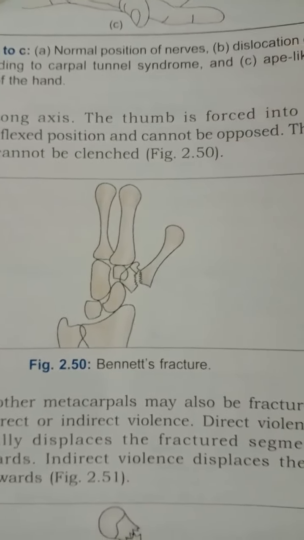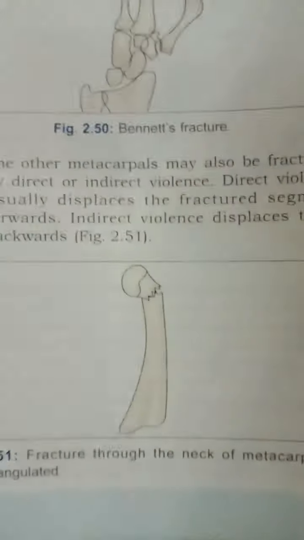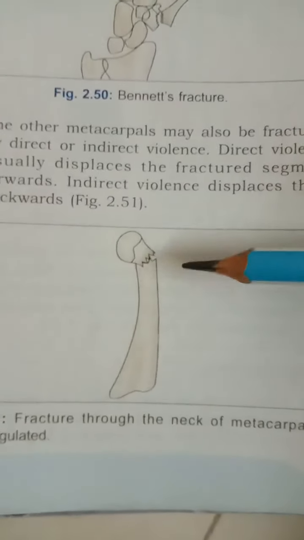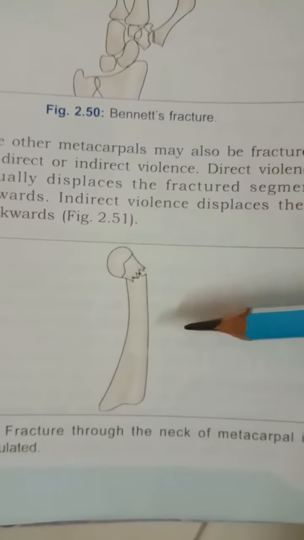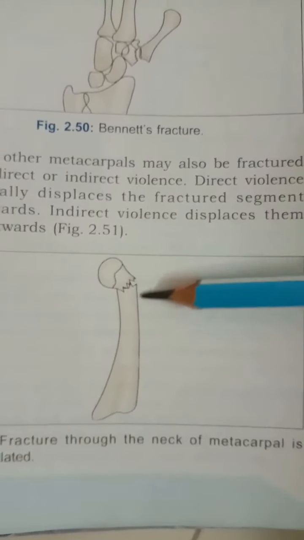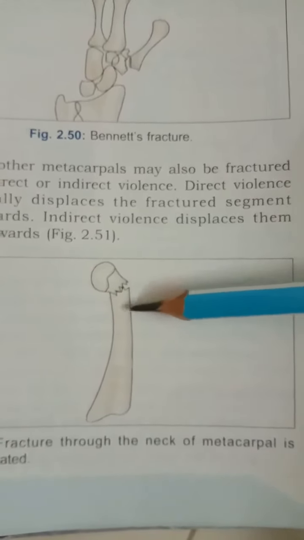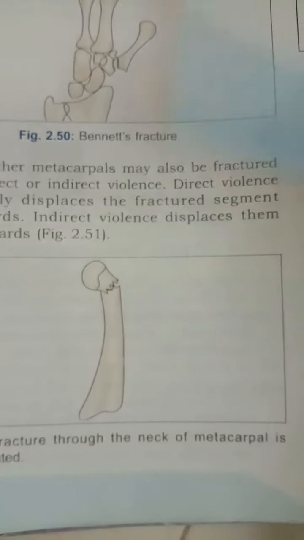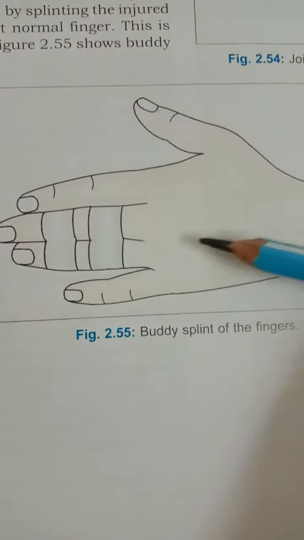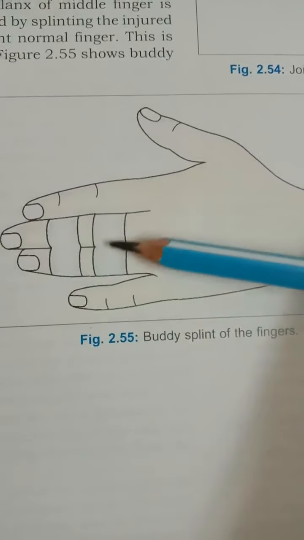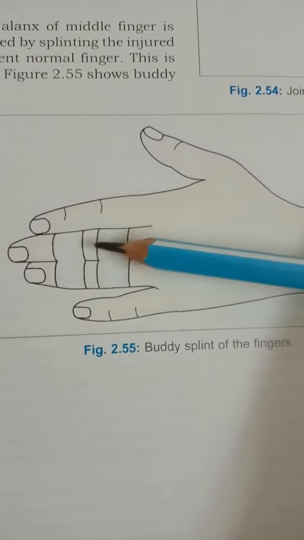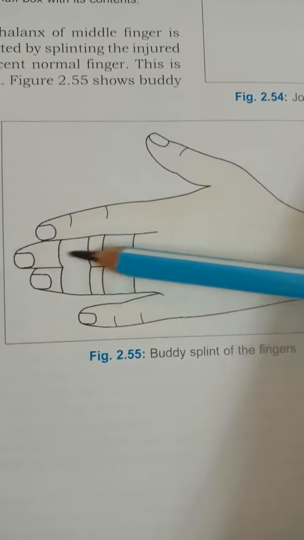Then the next one is the Boxer fracture. The Boxer fracture is a fracture of the neck of the metacarpal, and it most commonly involves the neck of the fifth metacarpal bone. The fracture of the distal phalanx of the middle finger is the commonest.